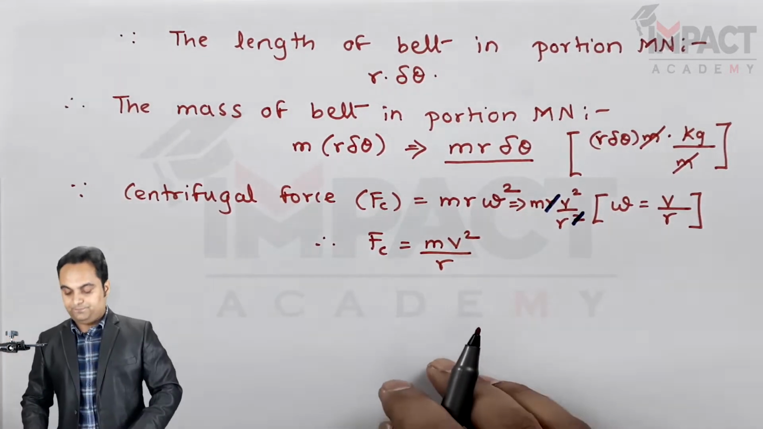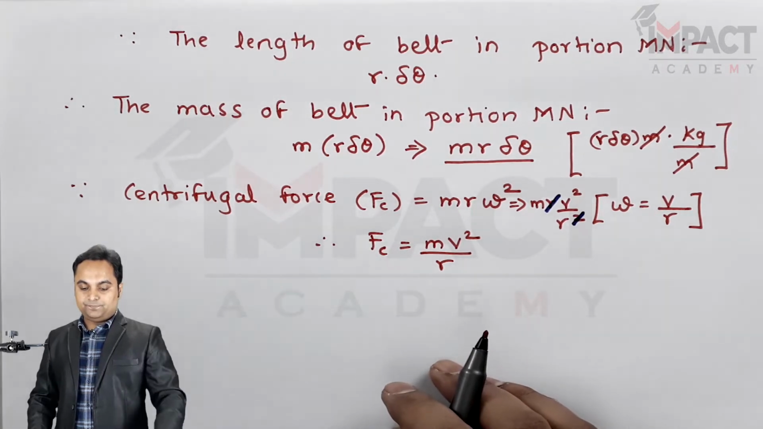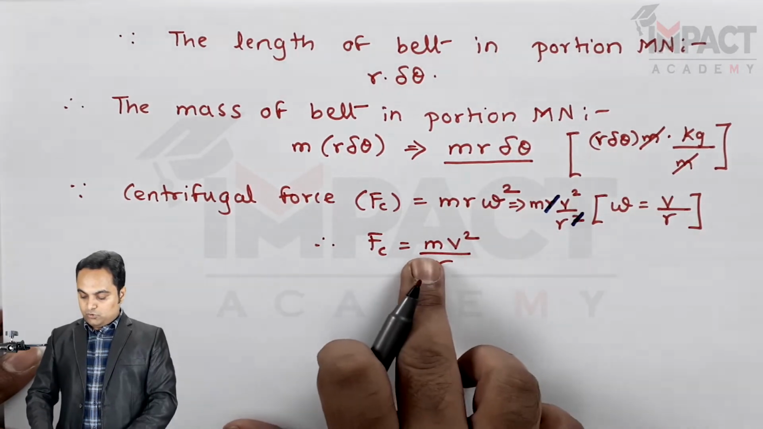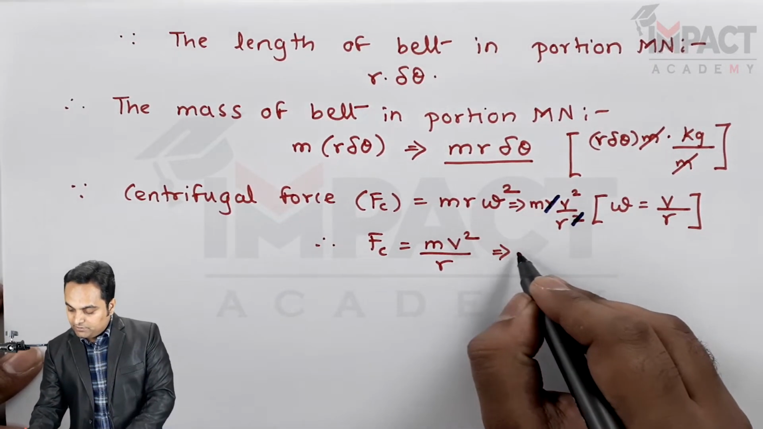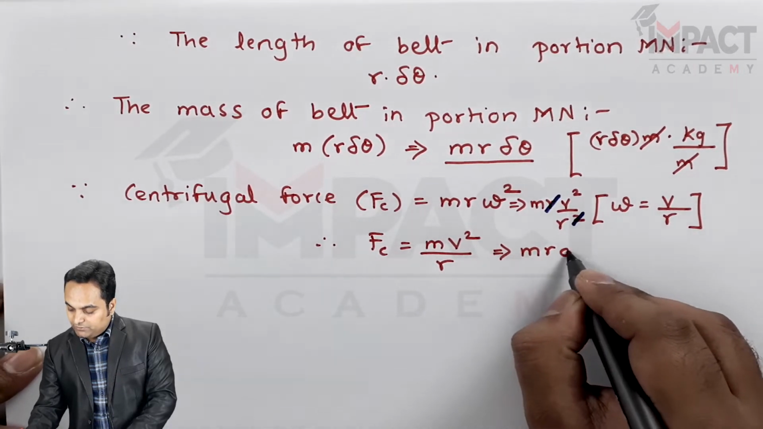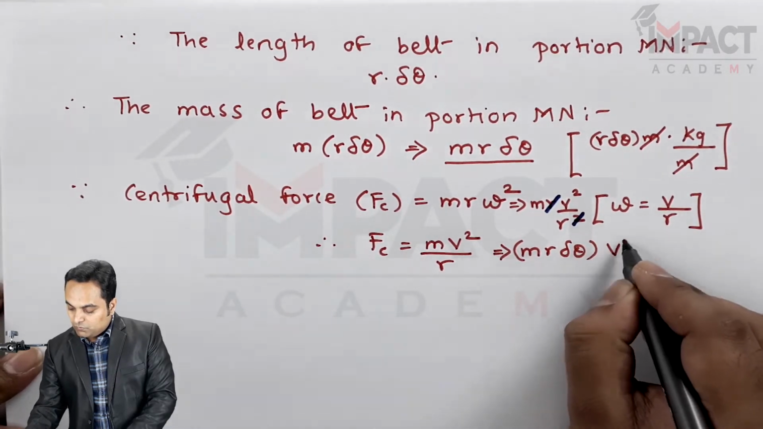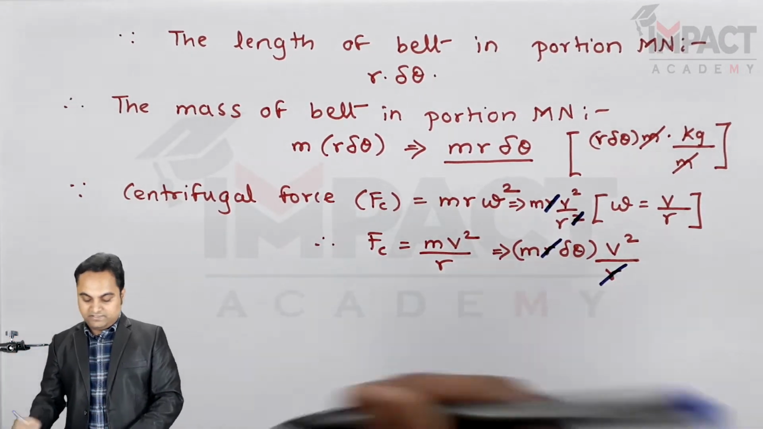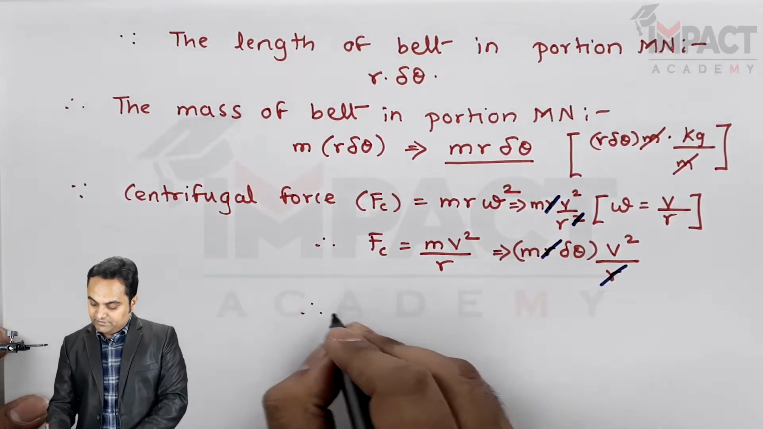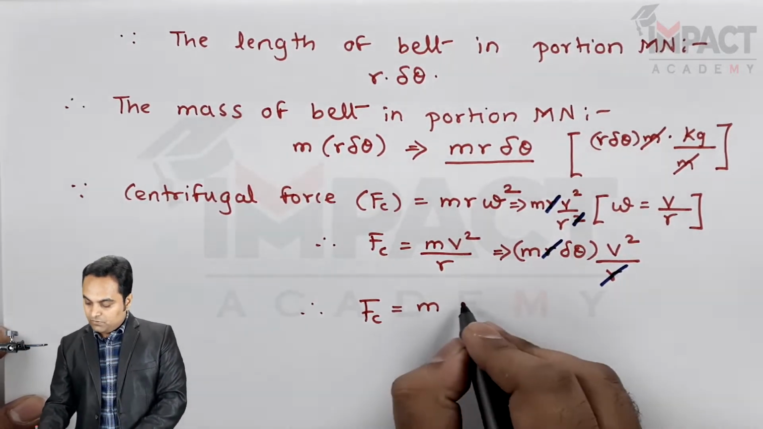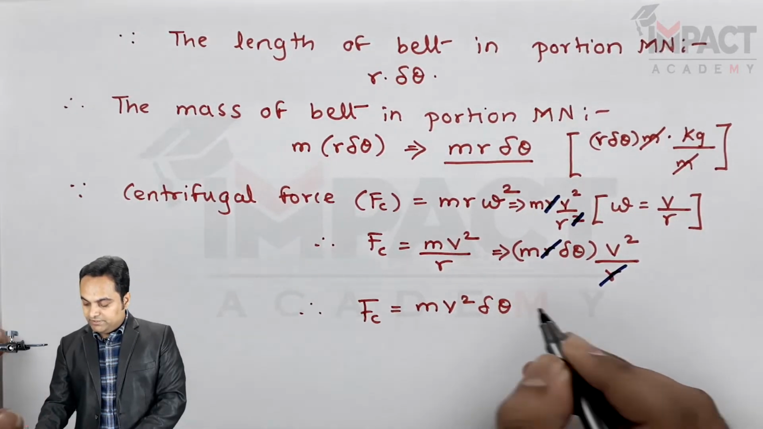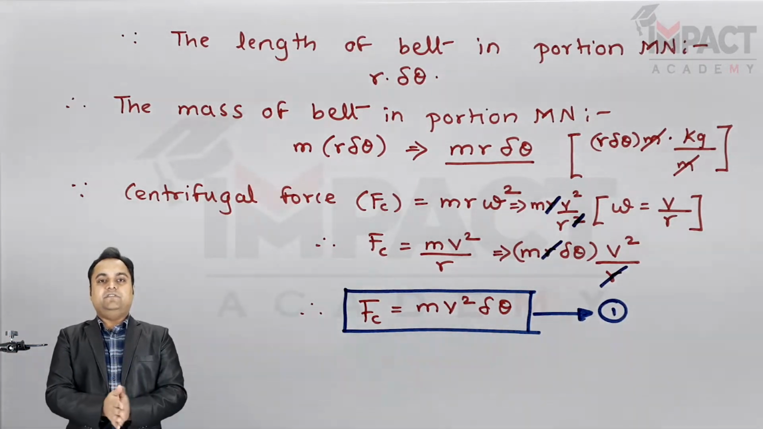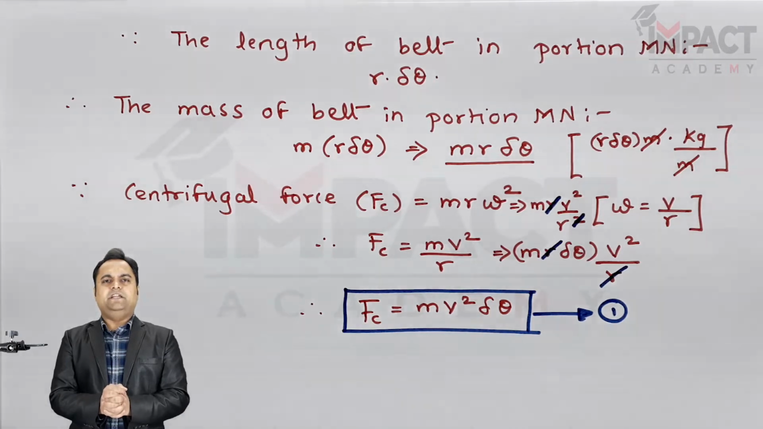by r. Now this mass is the total mass of portion mn, so I'll write this total mass, that will be small m into r into delta theta, into V square by r. Next, here r and r will get cancelled out, and I'm getting the centrifugal force as m V square delta theta, and this will be my equation number 1. So the first thing which I have done in this derivation was to find the mass of the belt in portion mn.